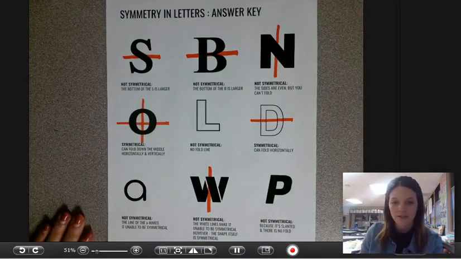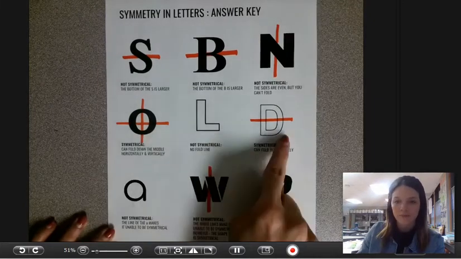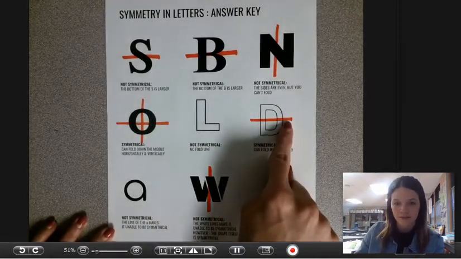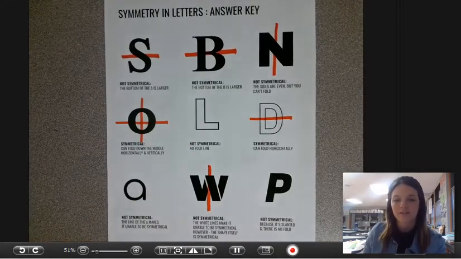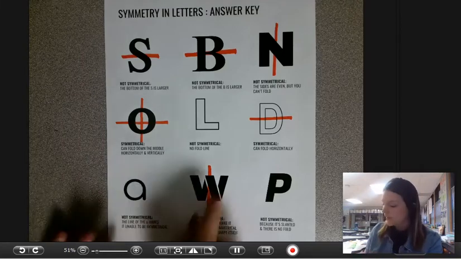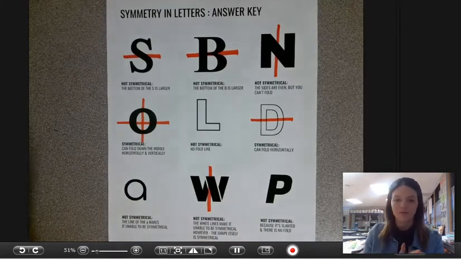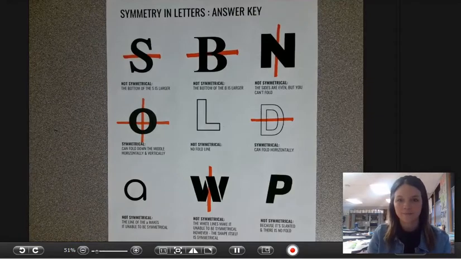So the only letters that look like they're truly symmetrical on this page are the O and the D when folded horizontally. The tricky one was the W. It does look like there is a line of symmetry, but when we fold it down the middle vertically, these white lines prevent it from actually folding exactly the same way.